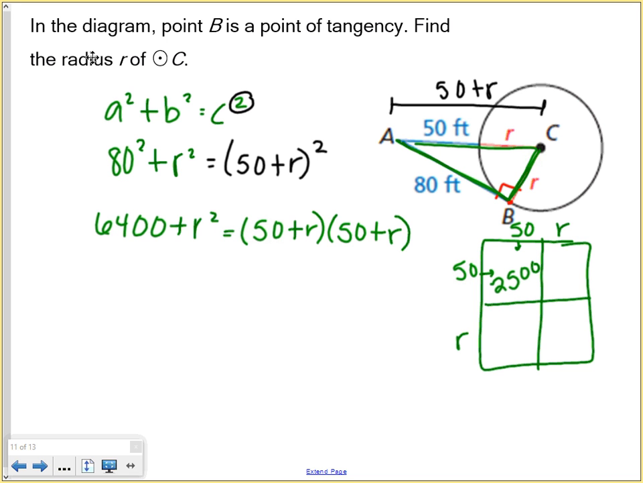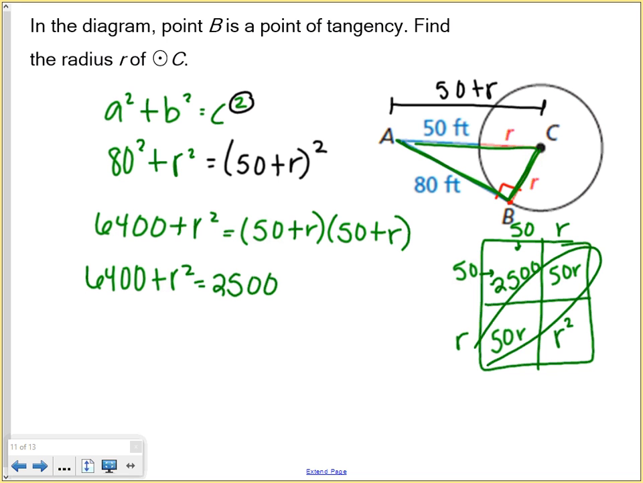What's 50 times R? 50R. Same thing here. 50 times R is 50R. R times R is R squared. So 50 plus R times 50 plus R, we just did over here, is 2,500. Don't forget to add your like terms that are typically in the diagonal together. So what's 50R plus 50R? 100R, and then plus R squared.